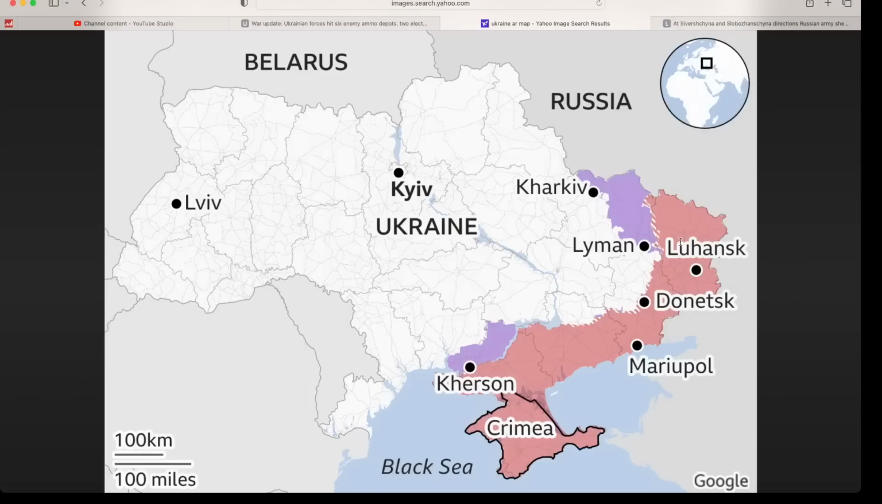This brick-like color is where the Russians already occupied. The purple right here is where they used to be at the beginning of the invasion and where they were pushed back by the Ukrainians.